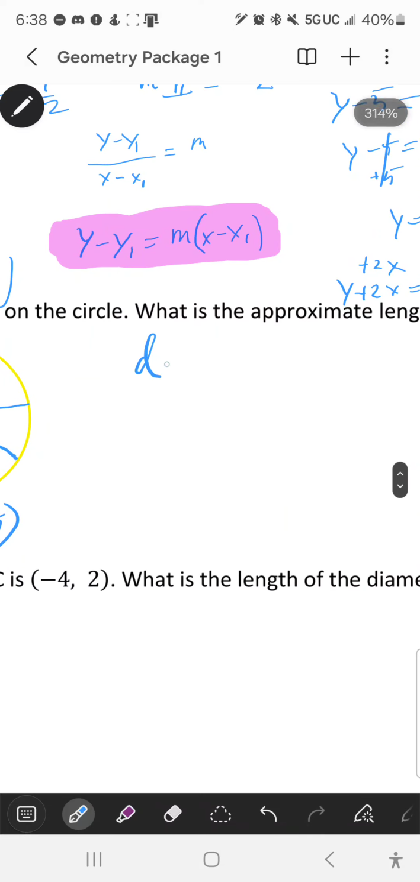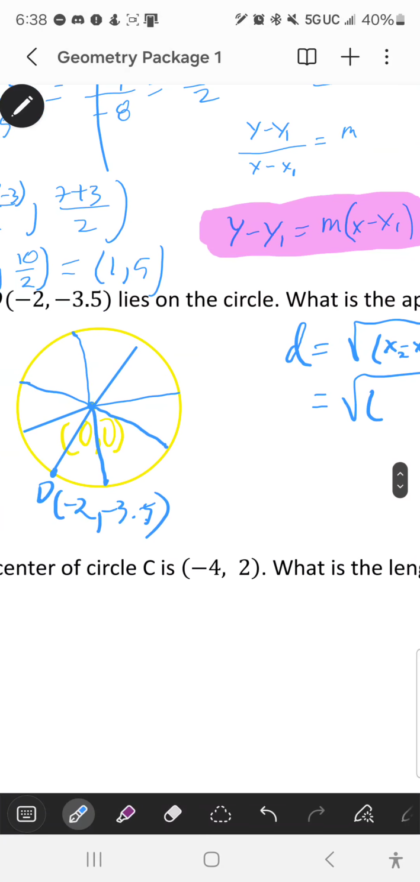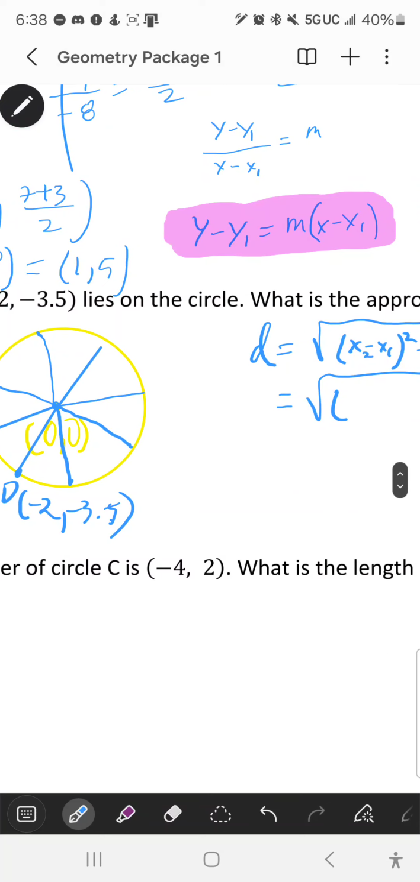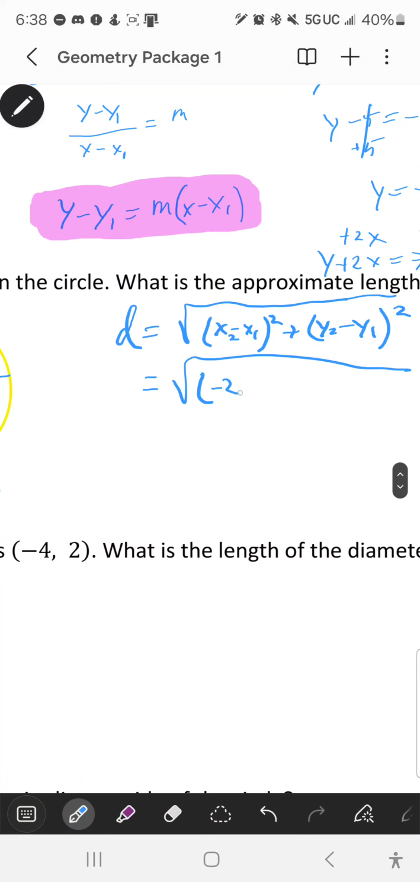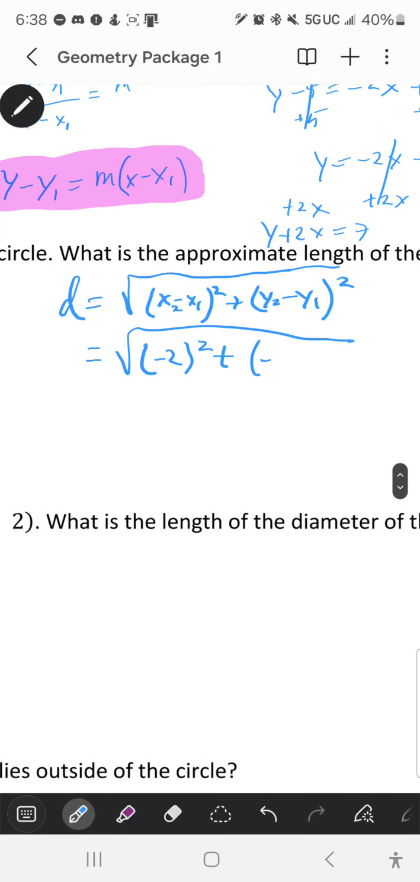We know that the distance formula is d equals the square root of (x2 minus x1) squared plus (y2 minus y1) squared. So this is going to be the square root of (-2 minus 0) squared plus (-3.5 minus 0) squared. -2 minus 0 is just -2, so (-2) squared, and -3.5 minus 0 is just -3.5, so (-3.5) squared. And we need to calculate this.